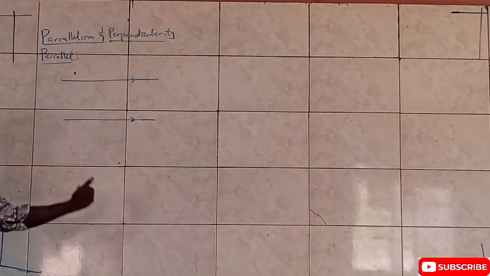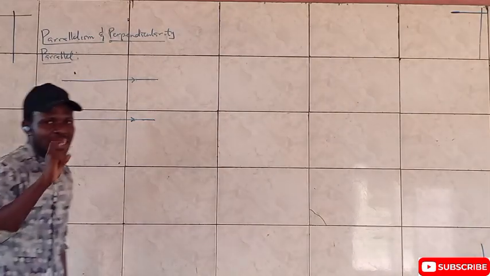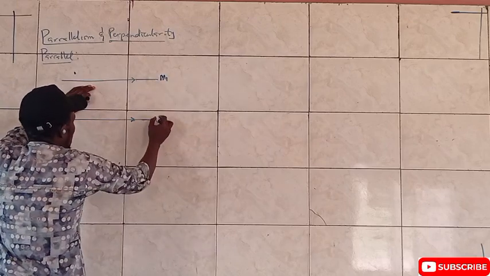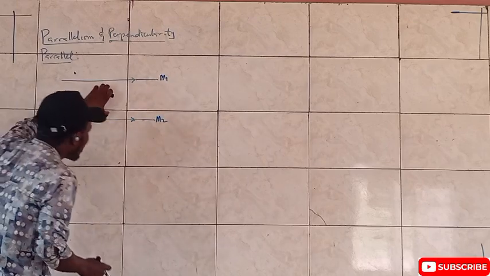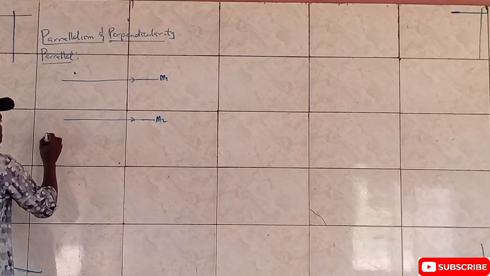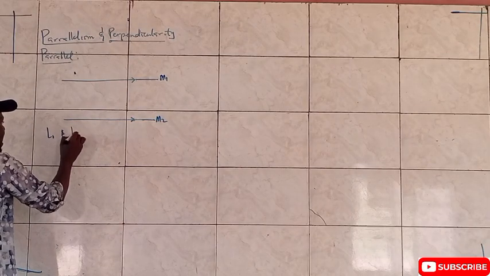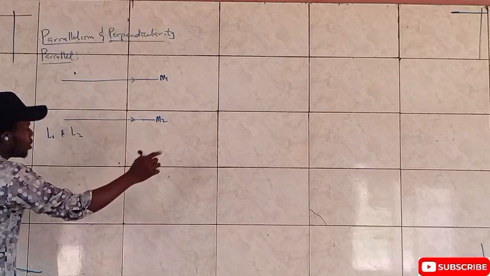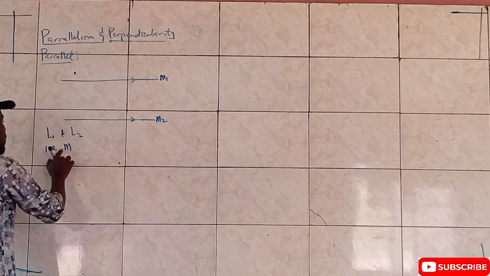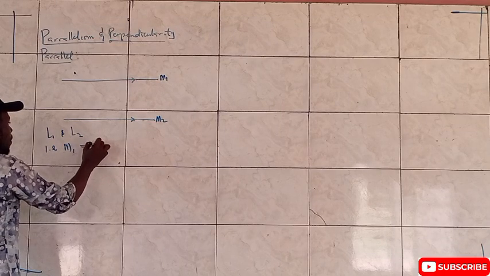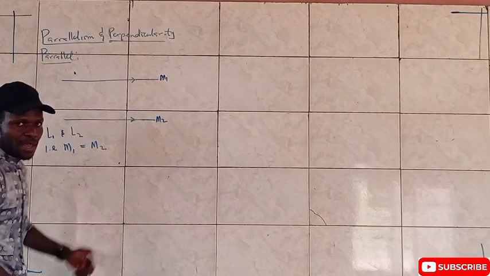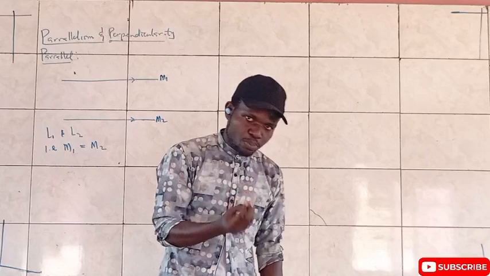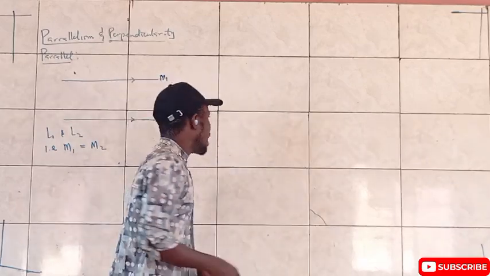When we bring it to the concept of the angle of a straight line, we observe that two lines are said to be parallel. This is a straight line with slope m1, and this one has slope m2. Two lines, say line L1 and line L2, are said to be parallel if they have equal slope. That is, if the slope of line L1 is equal to the slope of line L2, then we say they are parallel. Two lines are parallel when they have equal slope.